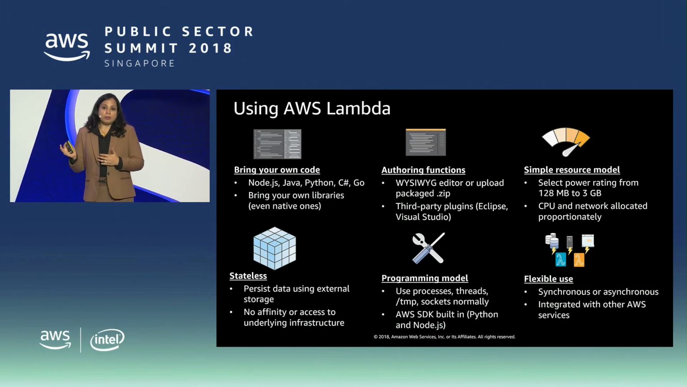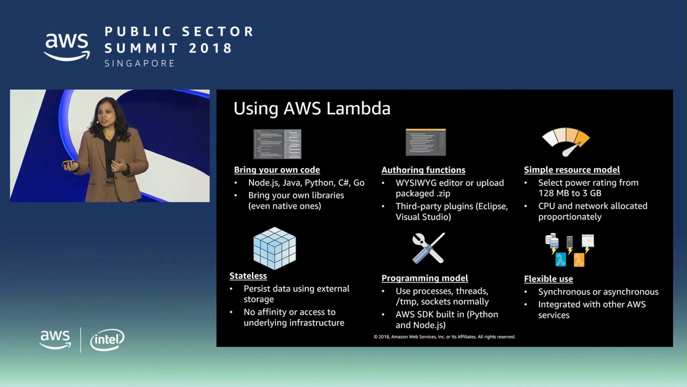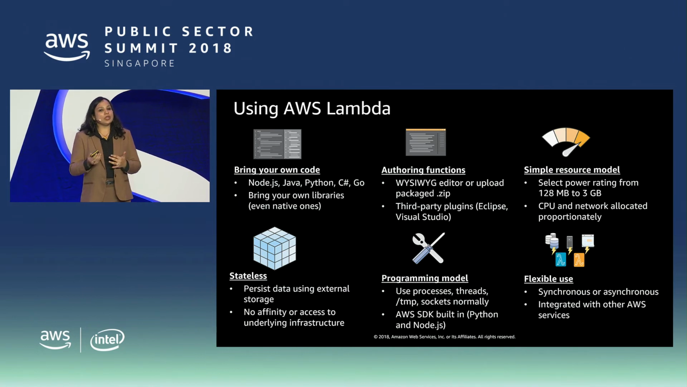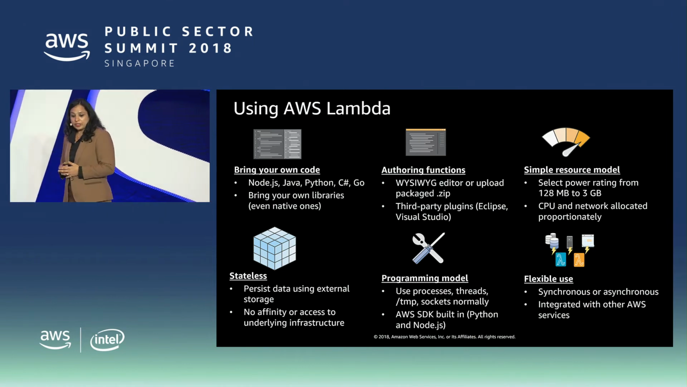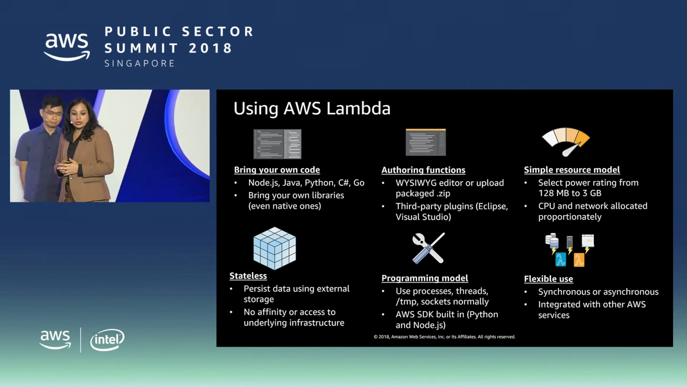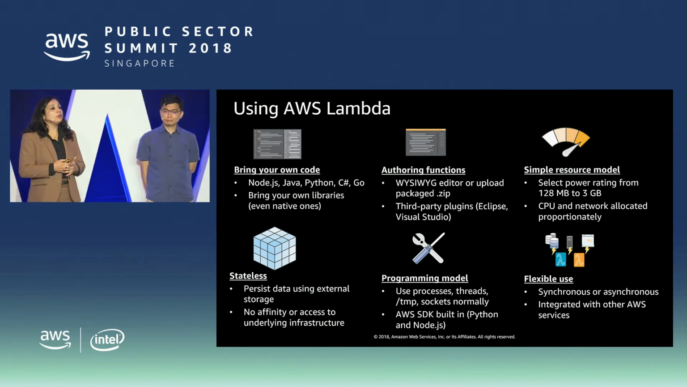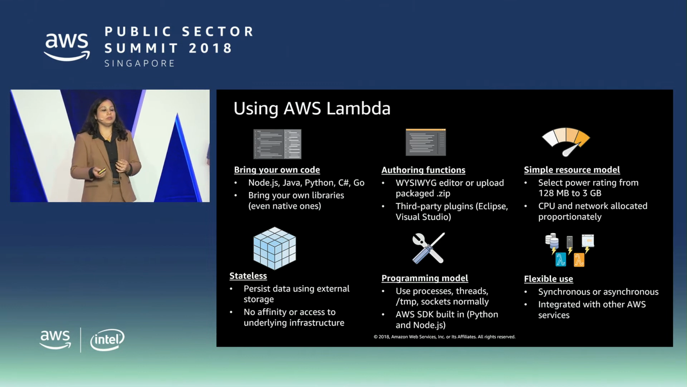The programming model is pretty simple. You can use your processes, threads, and sockets pretty much as usual, like you do with any other programming. And there is a built-in SDK using Python or Node.js. So again, it looks pretty simple, pretty seamless. All this comes with very flexible use, so you could have synchronous or asynchronous programming there, and it is seamlessly integrated with other AWS services like S3, DynamoDB, your notification engine, and a lot more.